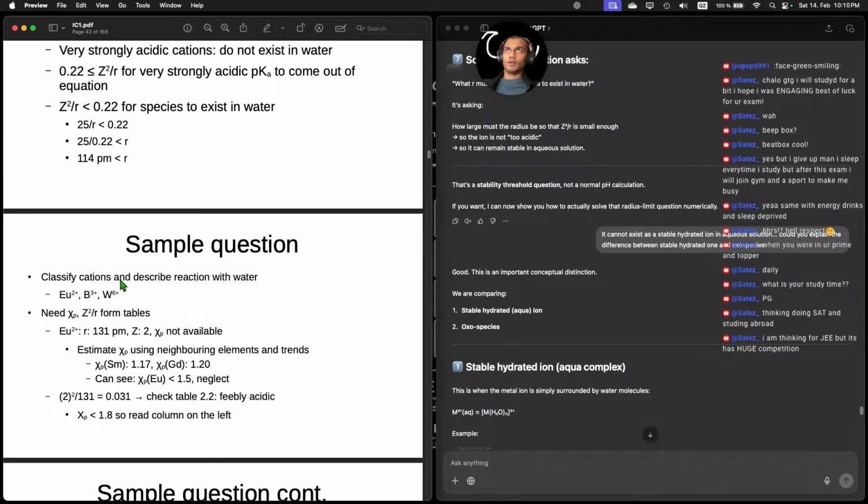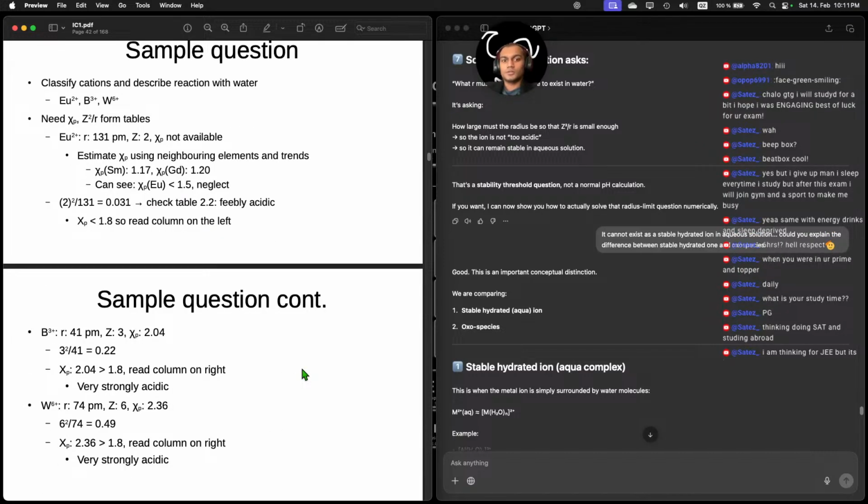Sample question. Classify cations and describe reaction with water. U2 plus, B3 plus, W plus. Estimate XP using neighboring elements and trends. XP SM 1.17. Sample question.